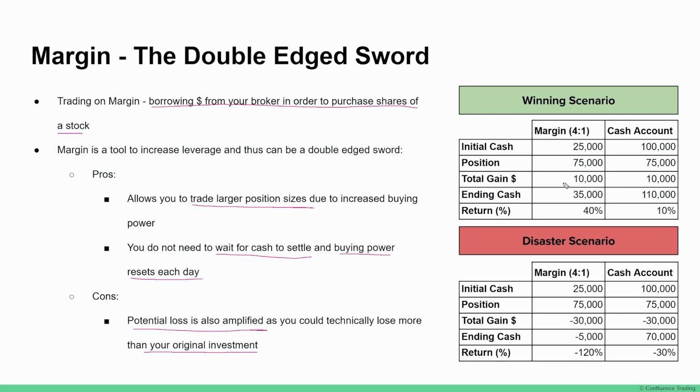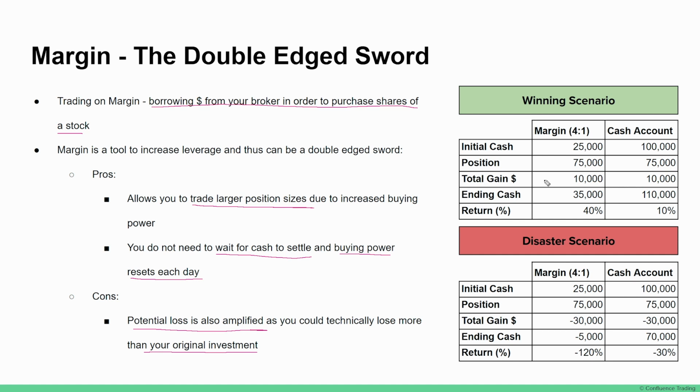So let's take a look at what it looks like to win and lose on margin. Let's say that you have a margin account. You have an initial cash position of $25,000 and you have 4-to-1 margin, which is very typical for most brokers. So that would match the equivalent cash account that has $100,000 balance. Let's take out, let's say, a $75,000 position, right, which is quite large, but again, this is just an example.